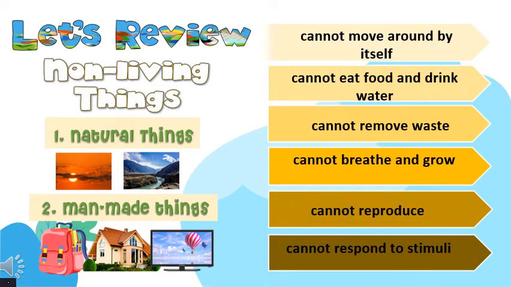Now let's move on to our characteristics of non-living things. First, it cannot move around by itself, cannot eat food and drink water, cannot remove waste, cannot breathe and grow, cannot reproduce, and cannot respond to stimuli. Don't forget the word cannot, meaning they cannot do it.